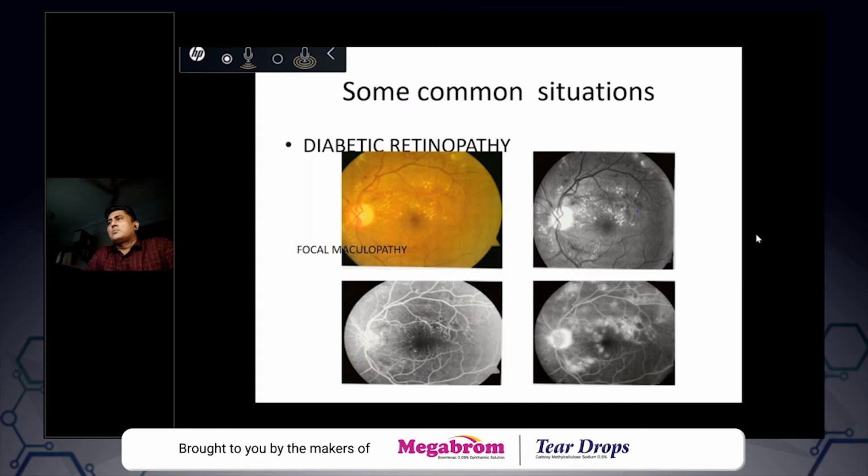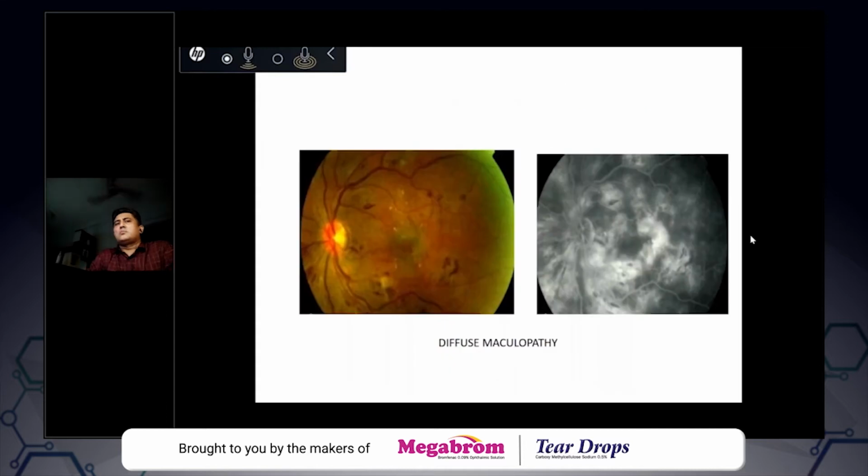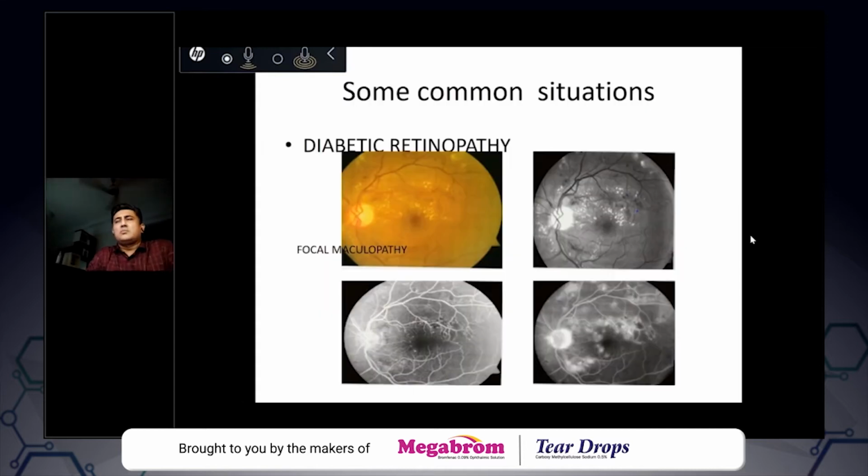But this is what I have as basics for you to understand angiogram. Now I will be showing 4 or 5 cases which are often asked in an exam, whether it's a DNB exam, an MS exam, or an FRCS exam. Fluorescein angiogram is a station for you. So you have to have a clear understanding of this.